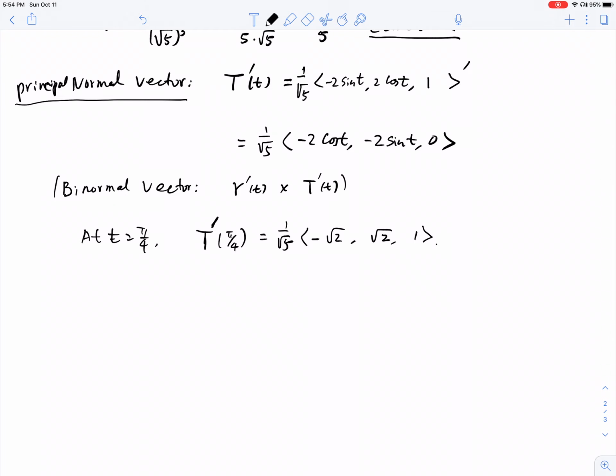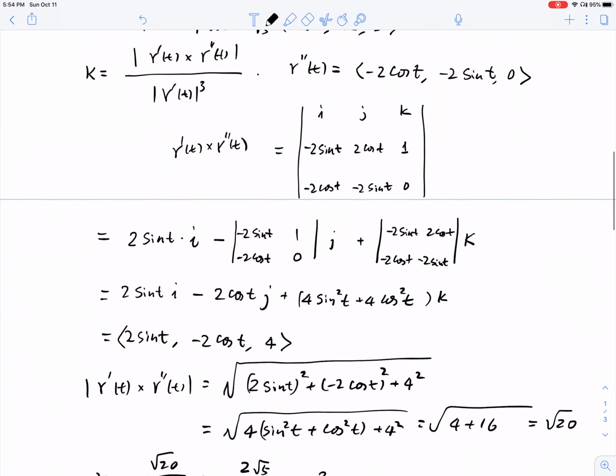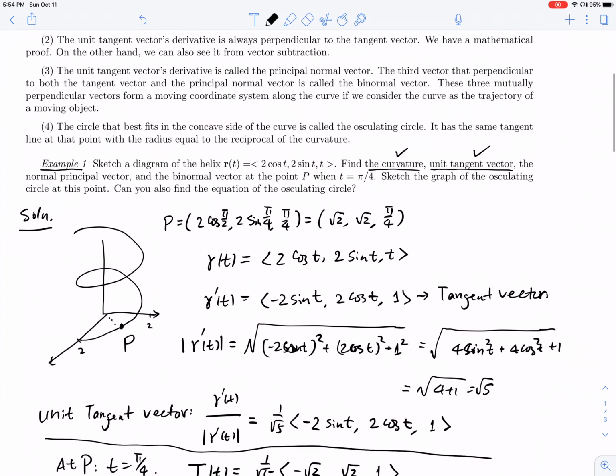All right, now let's go back to see if we have anything else over here for this problem. So we've done the unit tangent vector, curvature, the principal normal vector. I think I reversed the order. It's supposed to be principal normal vector, and binormal vector, and this one. And here's the interesting part. Sketch the graph of the osculating circle at this point.